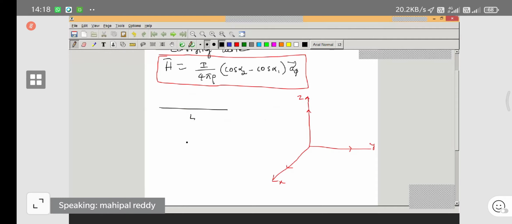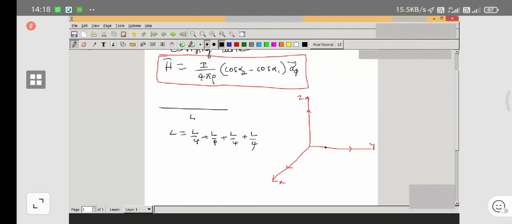We have it bent in the form of a square, each side L by 4, in the XY plane as shown in the figure. Total length is L. L is equal to L by 4 plus L by 4 plus L by 4 plus L by 4. I'm assuming it in the form of a square.